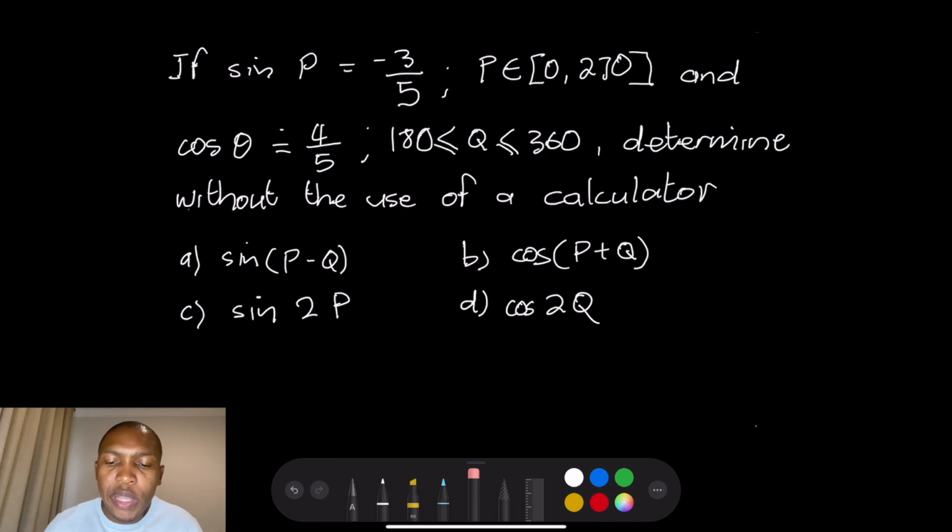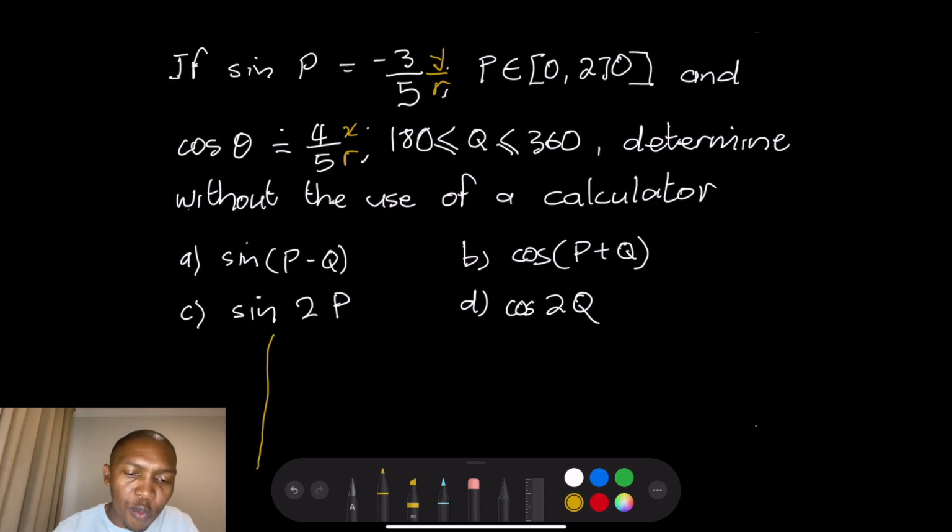Okay, so in this case, what do I have? I've got the sine of P, which is minus 3/5. But what is sine again? So in this case, remember, sine is y/r. So let me just write that in a different color. Okay, so that's y/r, and cos, we know that's x/r. I'm just going to draw those two Cartesian planes in different colors. Right, so let's draw the one for P first.